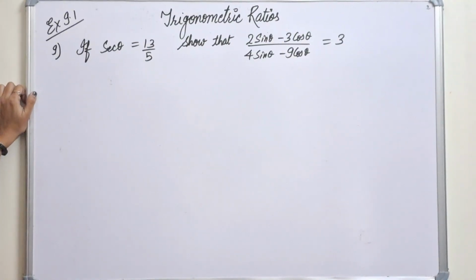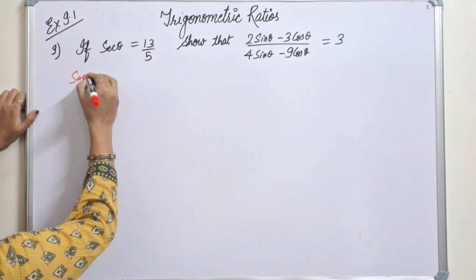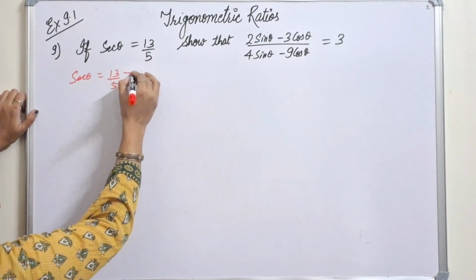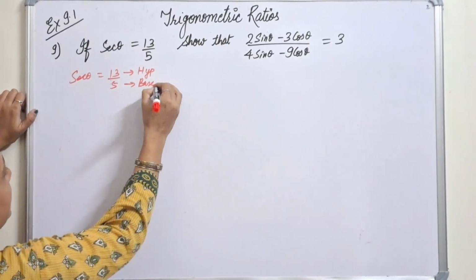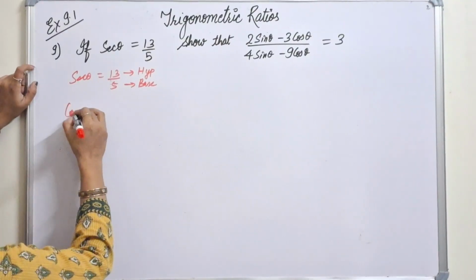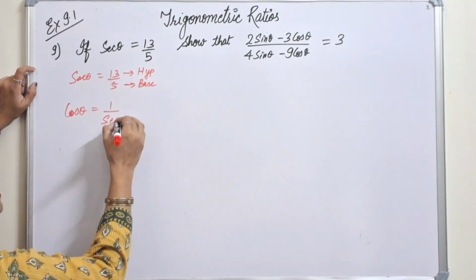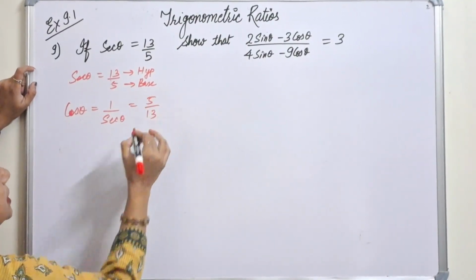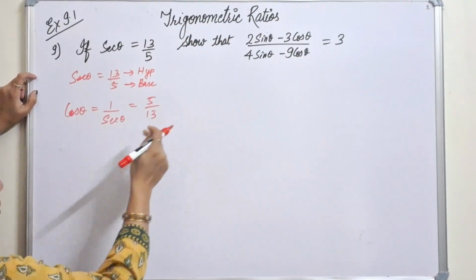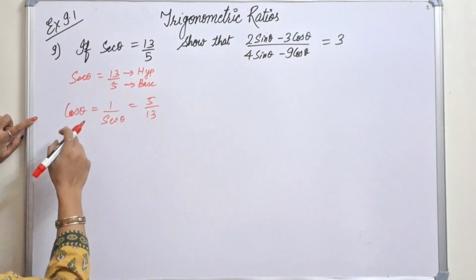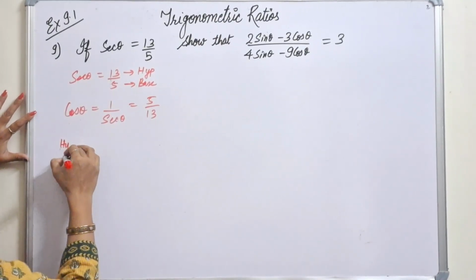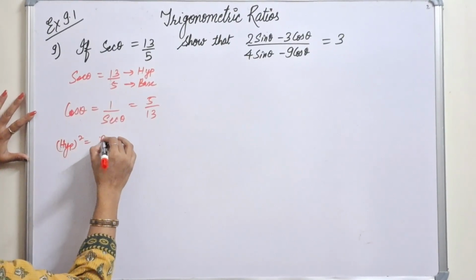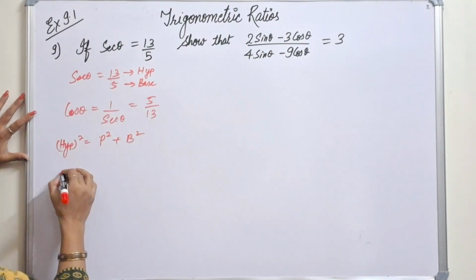Next question, if sec theta is equal to 13 upon 5, this is hypotenuse and this is base, or you can directly write cos theta as 1 upon sec theta, that is 5 upon 13. To find the value of sin theta, you require perpendicular. So hypotenuse square is equal to perpendicular square plus base square.